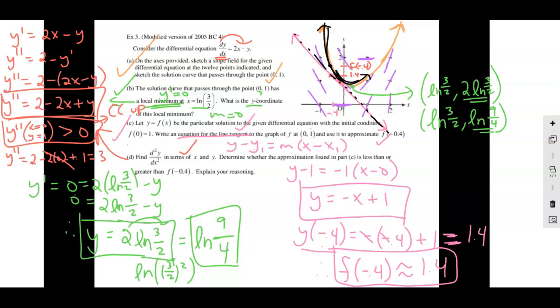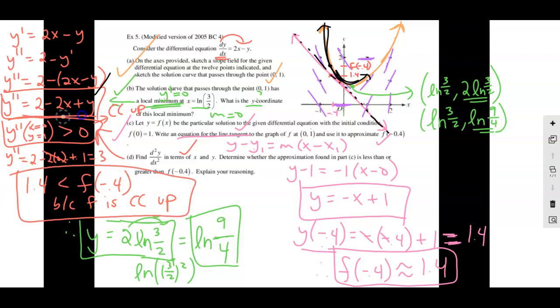So it says find the second derivative. We did that, right? That was right here. Then it says determine whether the approximation is less than or is greater than f. So we've got everything we need, right? Now we just need to answer it. 1.4 is going to end up being less than the true function value. And then the reason would be because f is concave, not concave down, f was concave up.